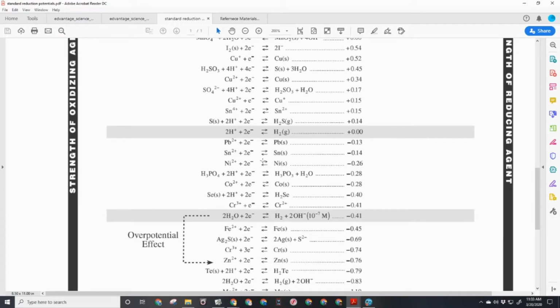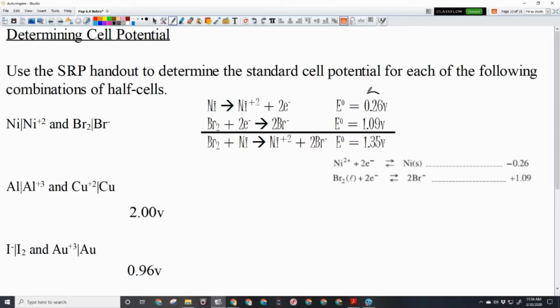You see this double-sided arrow, this double direction arrow? That means that this can go in the opposite direction too. So if going from left to right is a negative 0.26, we want to go from right to left. That's the opposite direction, so this sign is opposite. So that's going to become a positive 0.26. Okay, so finding bromine.